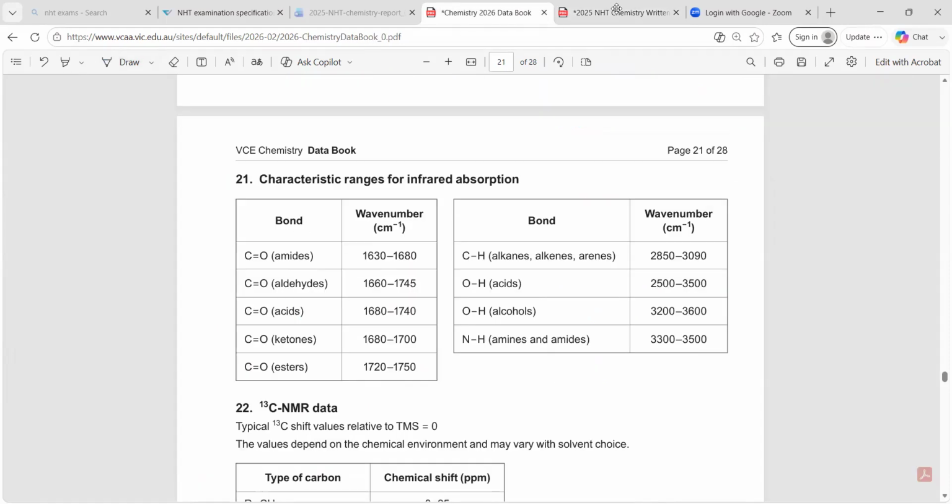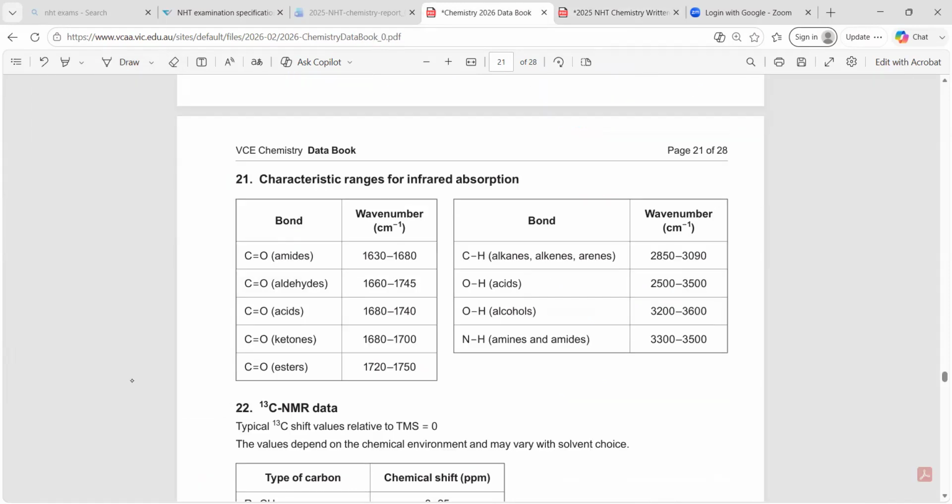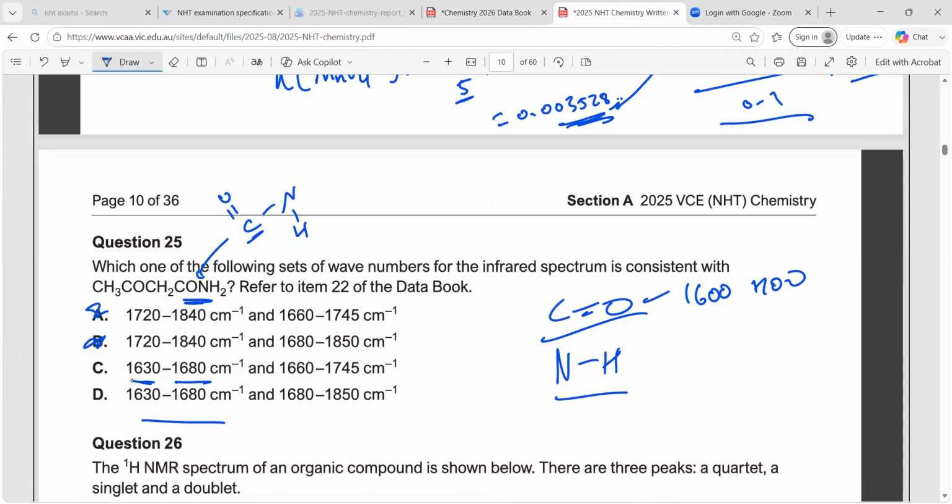from 1630 to 1680. So it'd be either these two, so one would be B or A. And then that amine group, so that NH would also be part of 3300, 3500. That's not there. It's very interesting. So that wave number is consistent with that, right? I've got item 22. So definitely 1630 and 1680.